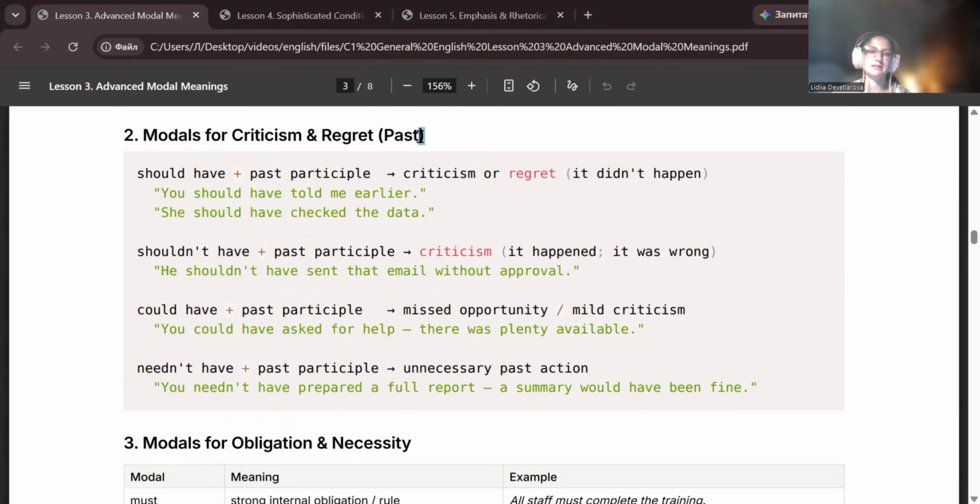Modals for criticism and regret in the past. Should have and past participle: criticism or regret. It didn't happen. You should have told me earlier. She should have checked the data.